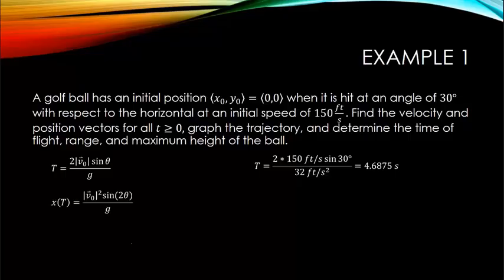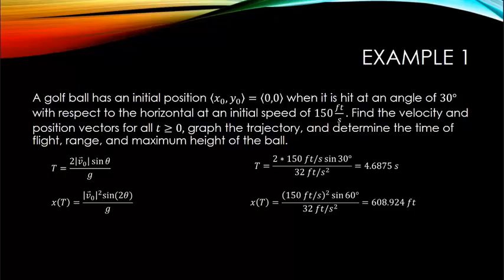My range is x of capital T. This has the form of the magnitude of the velocity squared times the sine of 2 theta divided by g, so that my range is given by 150 feet per second quantity squared times sine of 60 degrees, all divided by 32 feet per second squared. This gives me about 608.924 feet for the range along the horizontal.